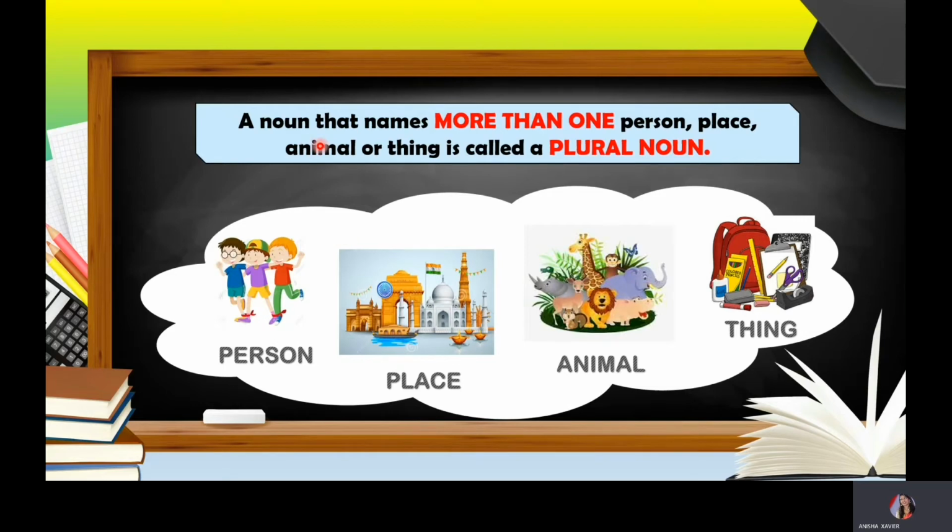Let's read the definition again. Repeat after me. A noun that names more than one person, place, animal, or thing is called a plural noun. Where there was one, it was a singular noun. Now where there is more than one, it is a plural noun. I hope singular and plural nouns are clear to you. Let's move on to the next slide.